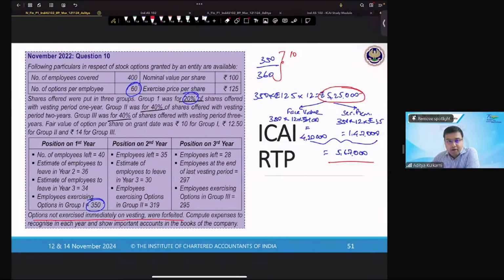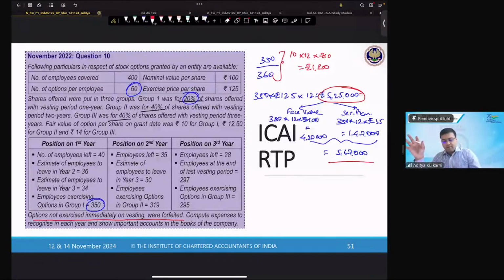So 10 employees, 12 options each. Each employee has done a work equivalent to 10 rupees per option. So 10 into 10, 100 into 12, 1,200. इसको हम क्या करेंगे, we will forfeit it. Forfeit मतलब we will remove it from SBP reserve and transfer it to retained earnings. Are we okay with this?